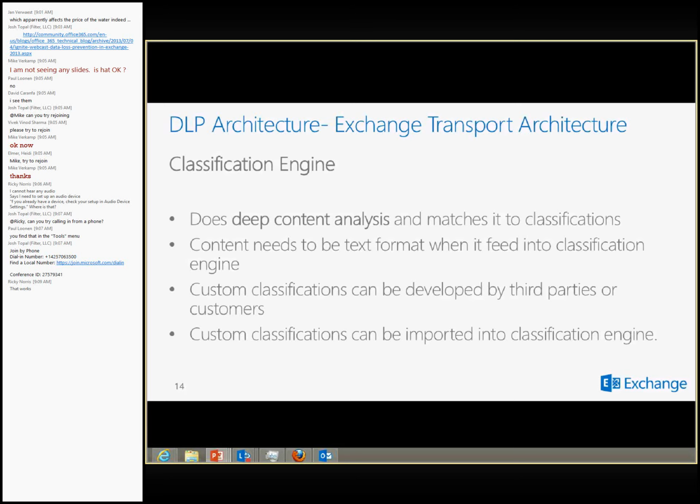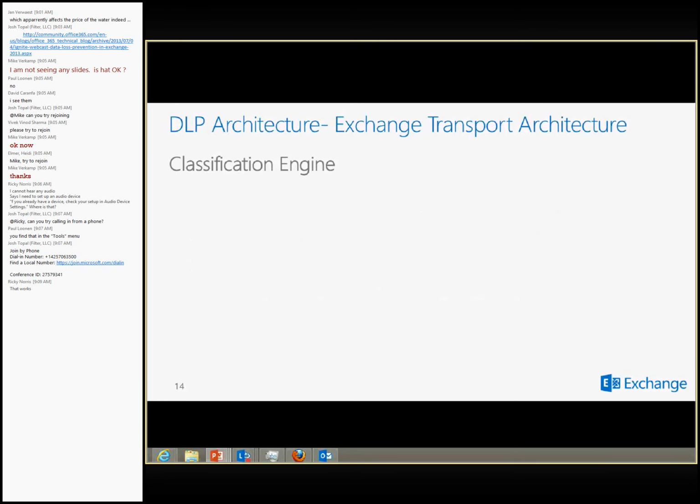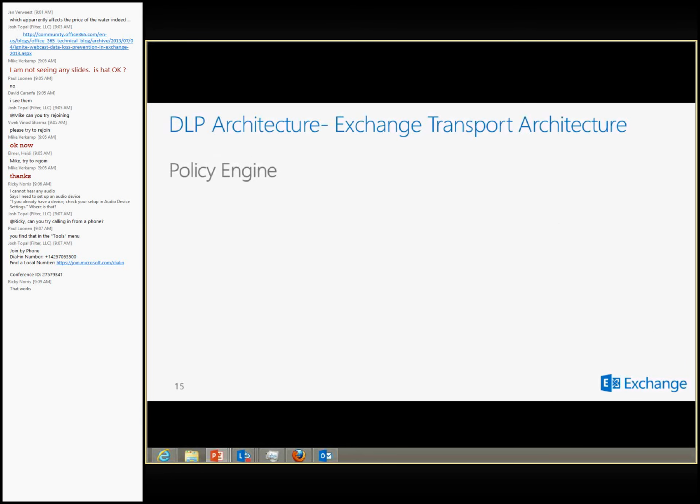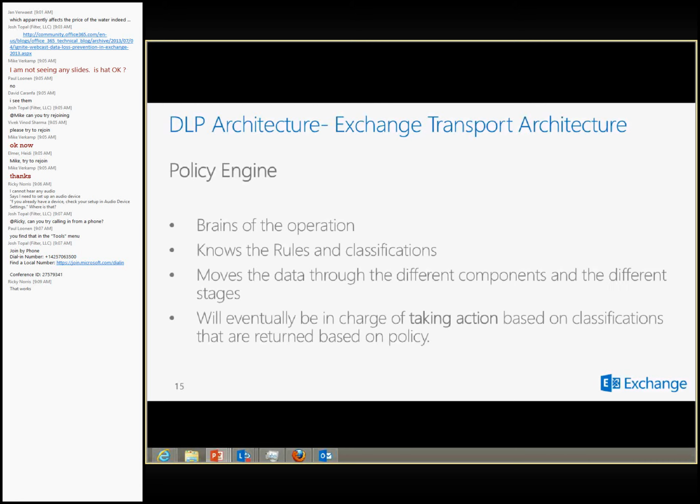Once the classification engine identifies all that, it sends whatever it has identified to the next component, which is called the policy engine. The policy engine is the brains of the whole operation, and this is where the action takes place. So let us say the classification engine has identified credit card numbers. So it tells the policy engine, okay, I found 5 credit card numbers.